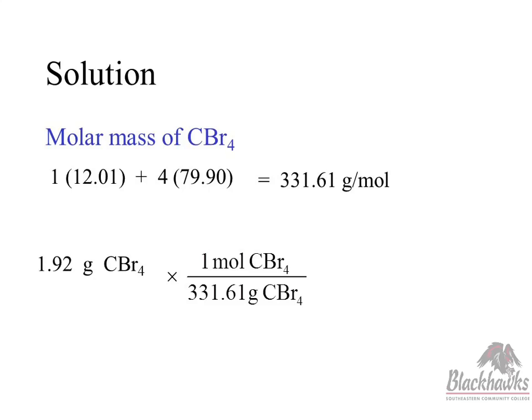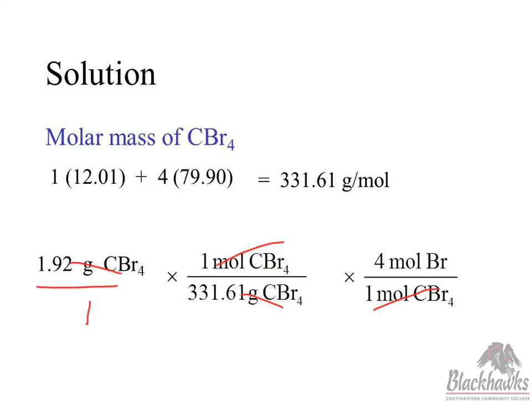Okay. So now we're bringing in the ratio you saw in the bottom right-hand corner, where we said that there are 4 moles of bromine atoms for every 1 mole of CBr4. So the beauty of this is if we look from left to right at what units cancel, mass of the compound cancels, moles of the compound cancel, and we're left with moles of bromine atoms, unit-wise.